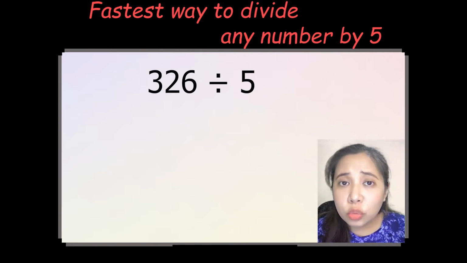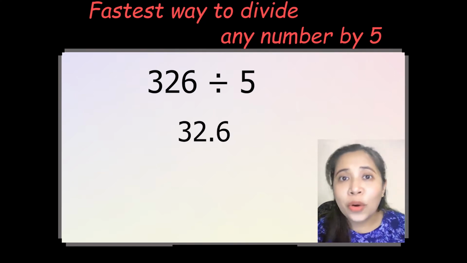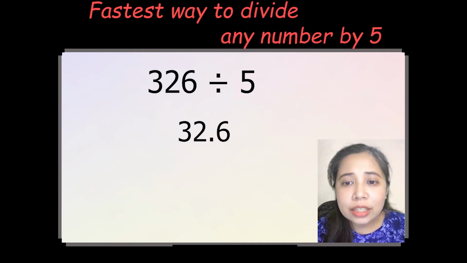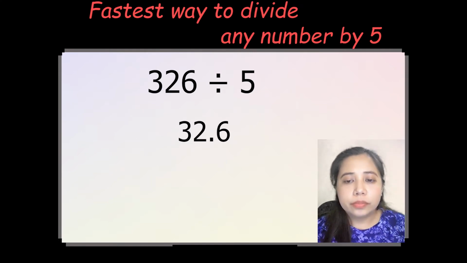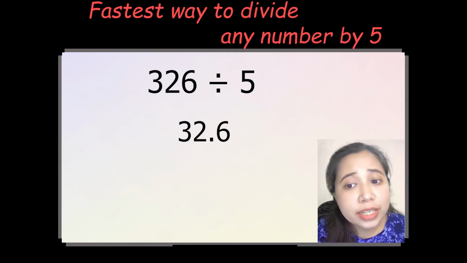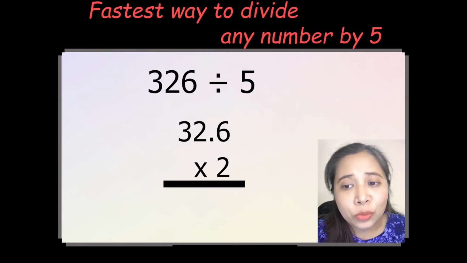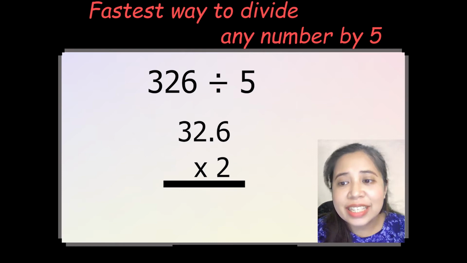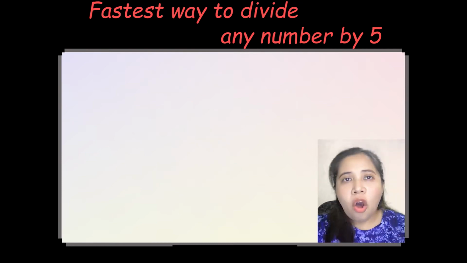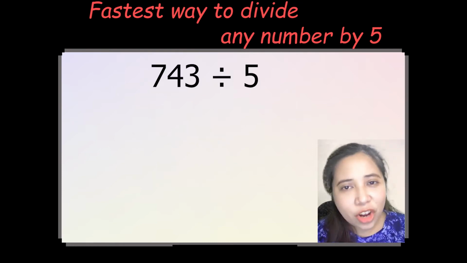Bali yung 326 magiging 32.6 dahil dinivide natin siya sa 10 at minove natin yung decimal by 1 place to the left. Then, yung 32.6, i-multiply lang natin sa 2. So, ang lalabas is 65.2. Okay, next example. 743 divided by 5.